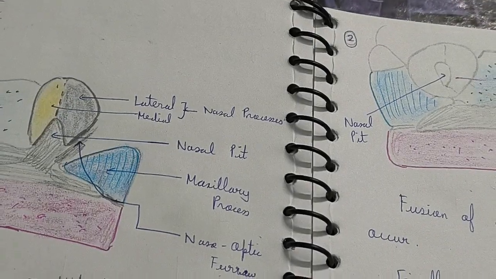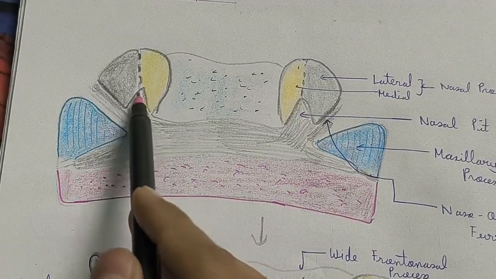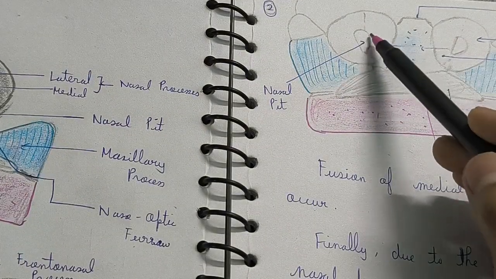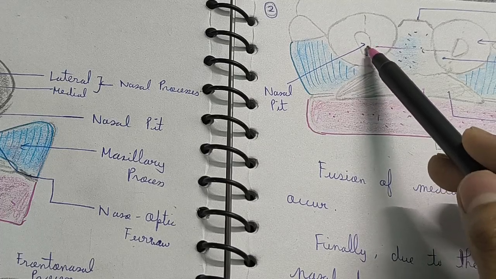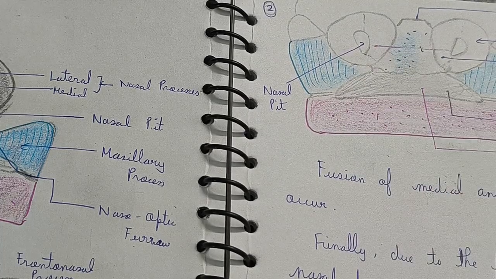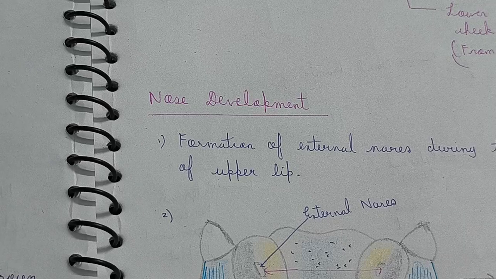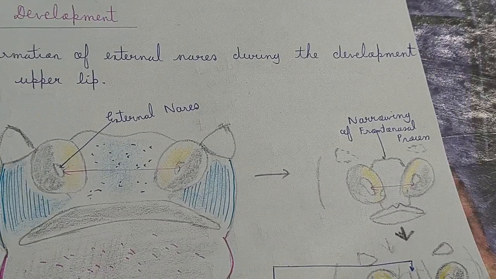So first of all, the fusion of the maxillary process with these two nasal processes, and finally the fusion of these two nasal processes, leads to the separation of the nasal pit from the stomatodeum, and then finally these nasal pits get converted to external nares. So it begins with the formation of external nares. Now here also, similar things.